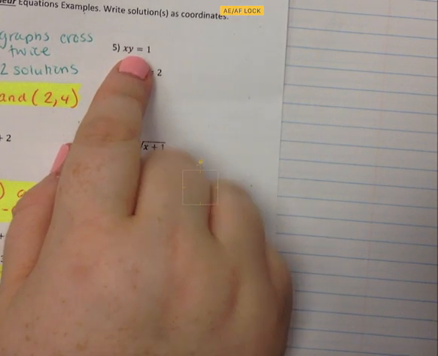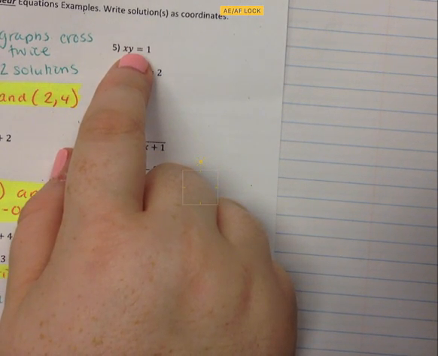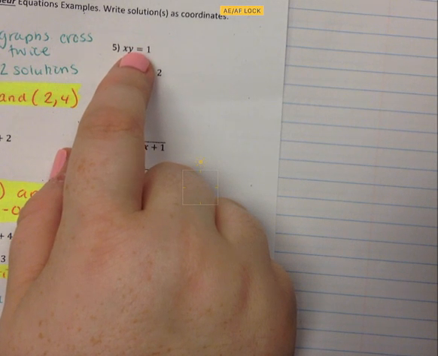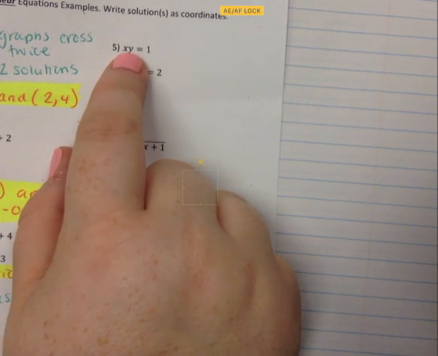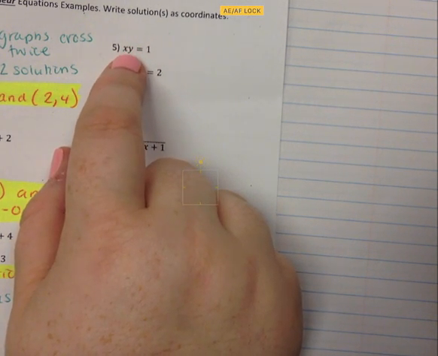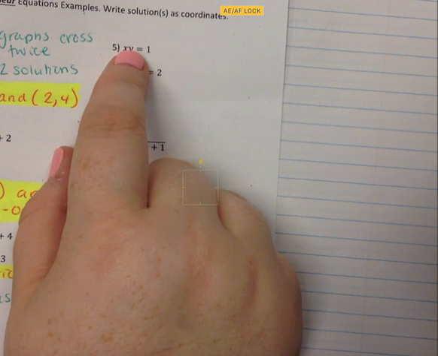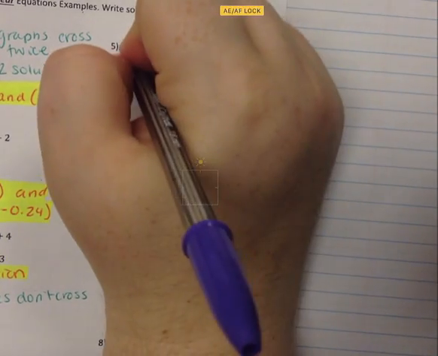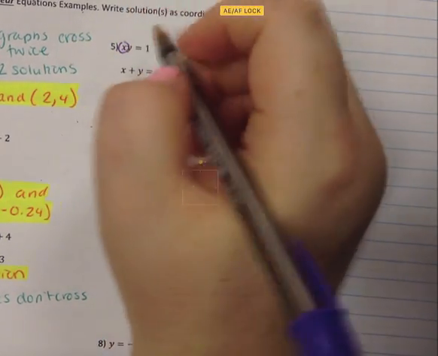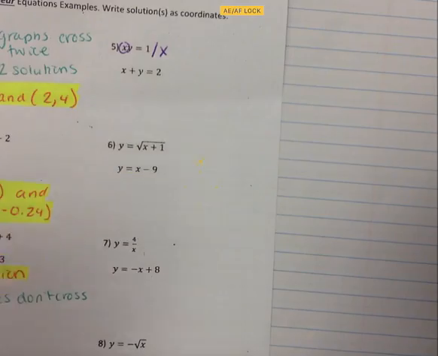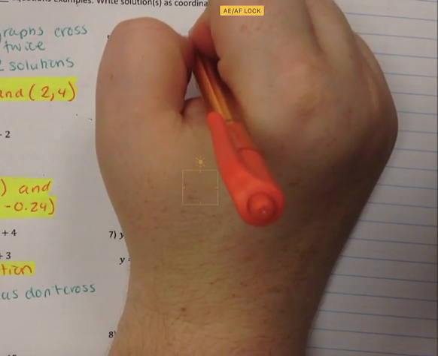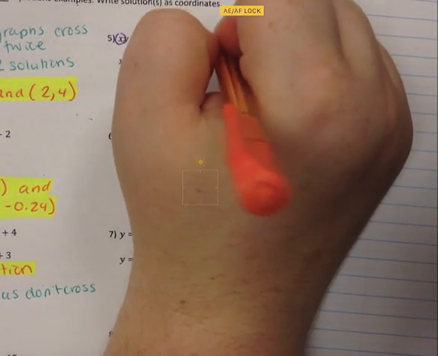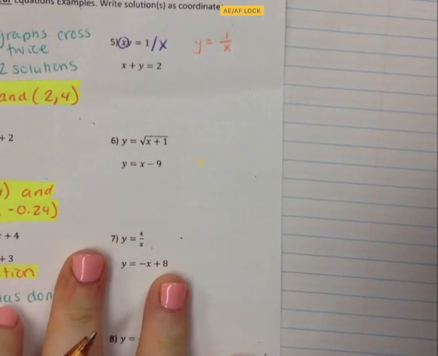The problem with this is that this is not in y equals format. We need to make sure that we get this equal to a y. So on this one, the x is multiplied to the y. What that means is that we actually have to divide by that x. So I'm going to circle this x, so that's what we're dividing by. So in orange, I'm going to write out what the actual equation is: y equals 1 over x, 1 divided by x.